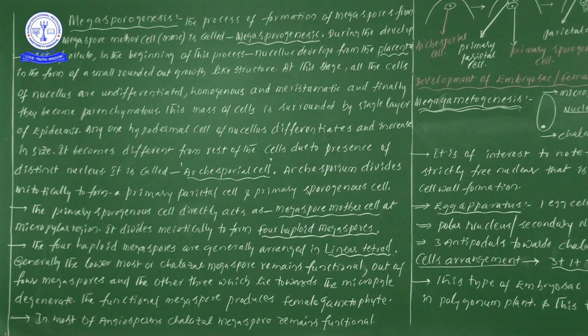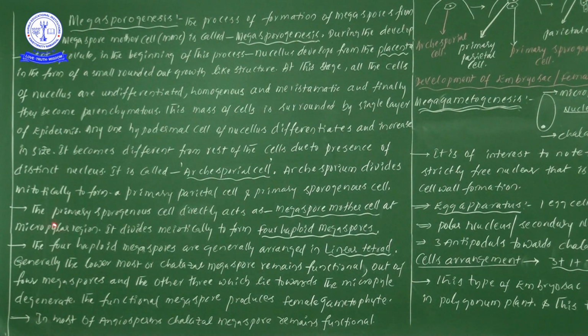Likewise in megasporogenesis also, first of all, from the placental cells, nucellus formation takes place, and from these nucellus cells one archesporial cell is formed. Next, the archesporial cell divides mitotically. From this point onwards it is important. The archesporial cells divide mitotically to form a primary parietal cell and a primary sporogenous cell. We have already seen the same terms in the development of the anther also.